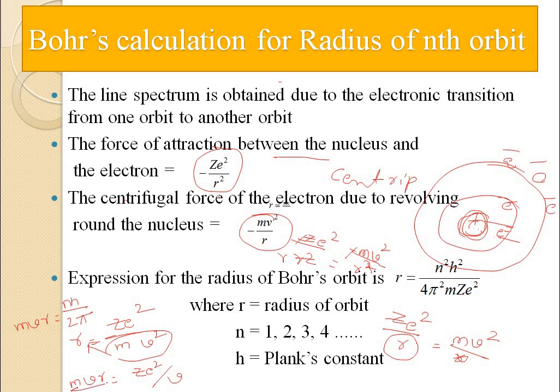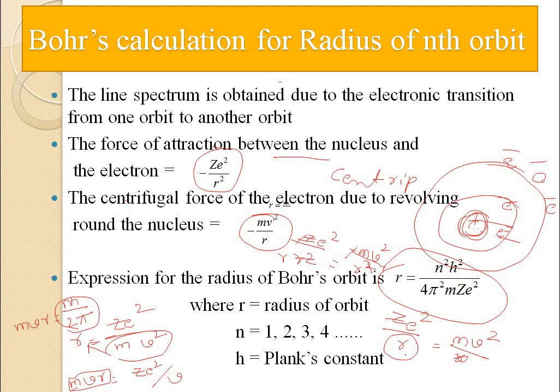Now mvr is equal to nh by 2 pi, according to Bohr's postulates. If you substitute nh by 2 pi equal to Ze square by v, then we can calculate further, and finally we get the relation r equal to n square h square by 4 pi square m Z e square. Here r is the radius of the nth orbit, n equal to 1, 2, 3, 4, and h is Planck's constant.